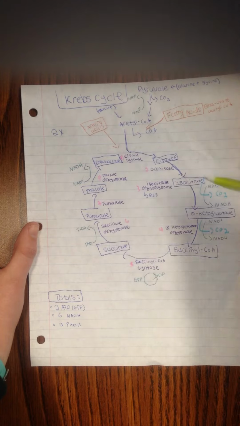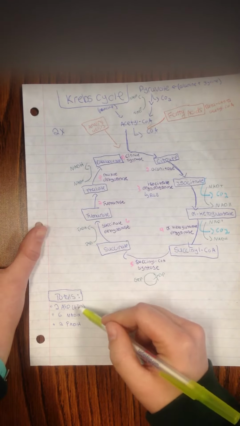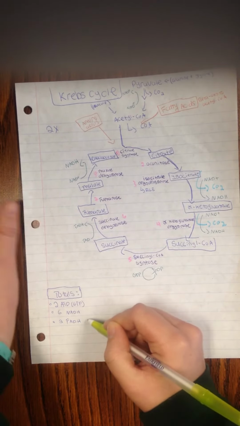So totals, again, this happens twice because you have 2 acetyl-CoAs. You get 2 ATP or GTPs, 6 NADHs, and 2 FADHs.